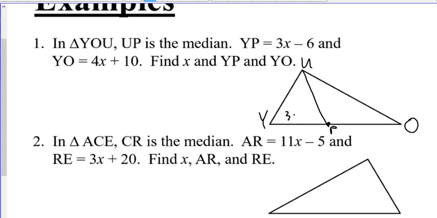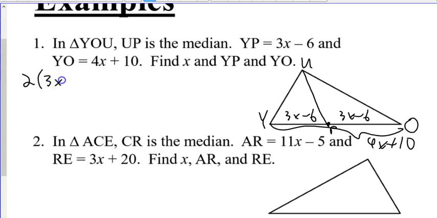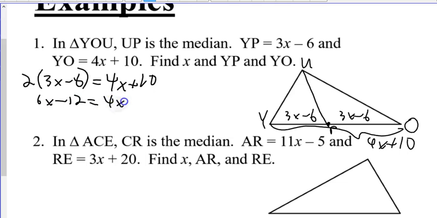YP is 3x minus 6. And YO is 4x plus 10. Be careful. YO is this entire thing. So what is PO? 3x minus 6. We've done this before, just without the terminology of median. So remember, we need two of these to equal the whole right here. So that's 6x minus 12 equals 4x plus 10.